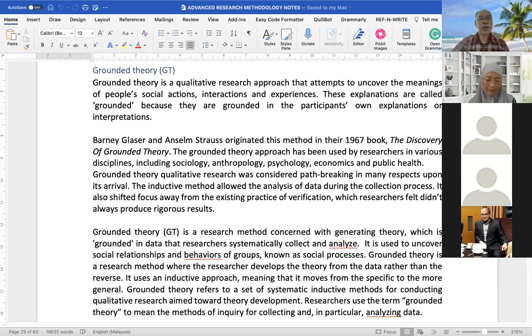Okay, let's continue our discussion about grounded theory. Grounded theory is a qualitative research approach that attempts to uncover the meanings of people's social actions, interactions, and experiences. Can you see the slide?